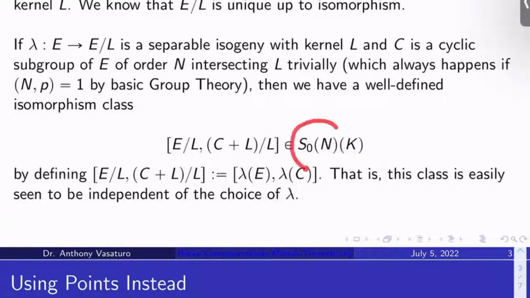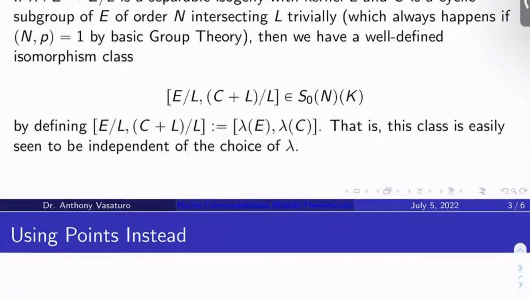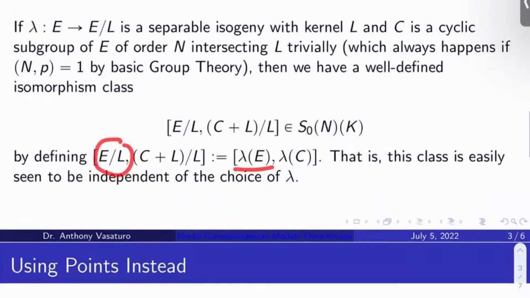And remember, S sub 0 of n is the set of all enhanced elliptic curves for gamma sub 0 of n. And this of k here means I just want to take the classes that are defined over the field k. Okay, what is this class? Well, what should it be? What is E mod L? It's just lambda of E, right? It's the image of E under lambda.